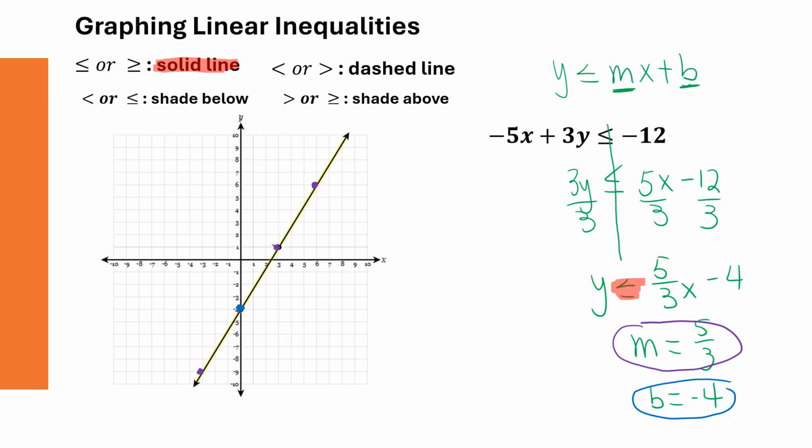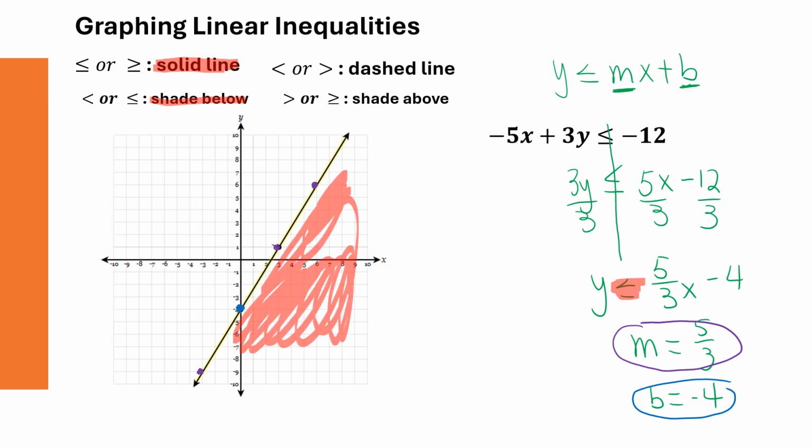And the last step you need to do is decide whether you should shade above or below this line, because for linear inequalities, you have more than one solution. So again, my inequality sign is less than or equal to. So if it's less than or less than or equal to, you're going to shade below. So from this line, I'm going to shade below, which is right here.